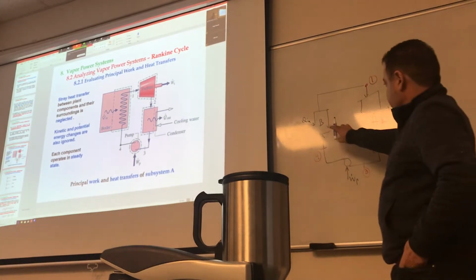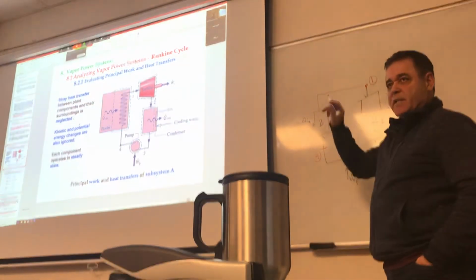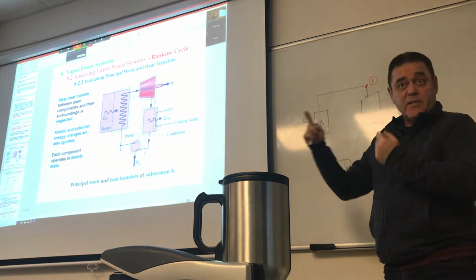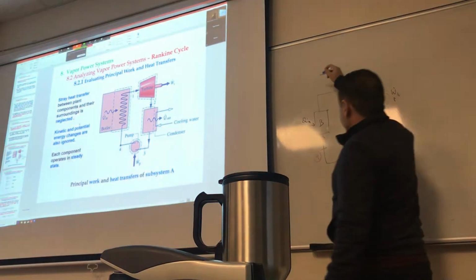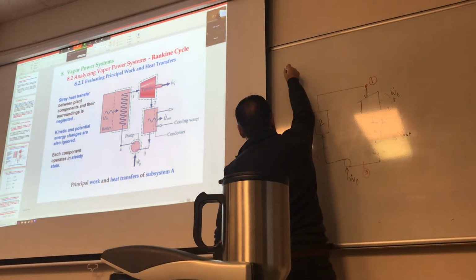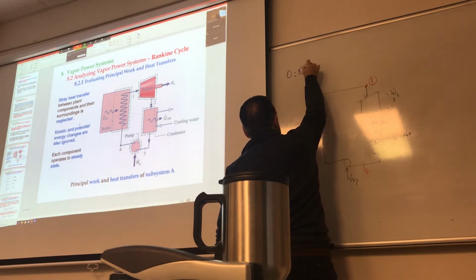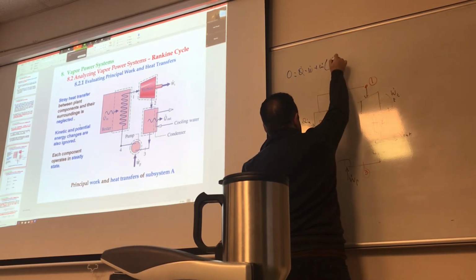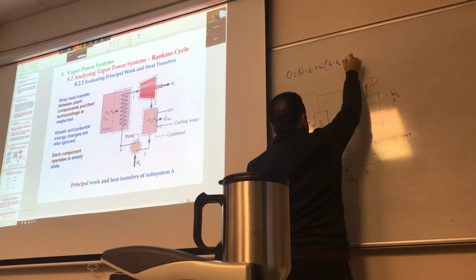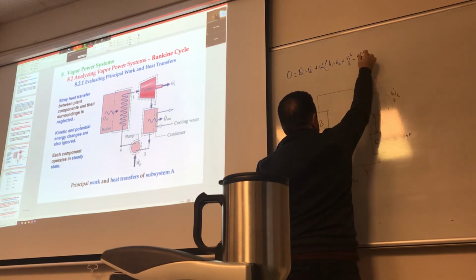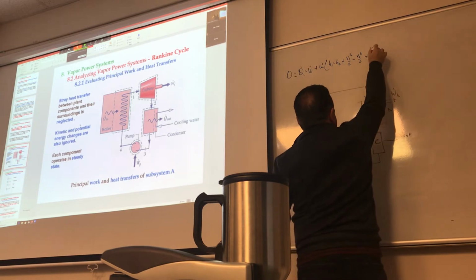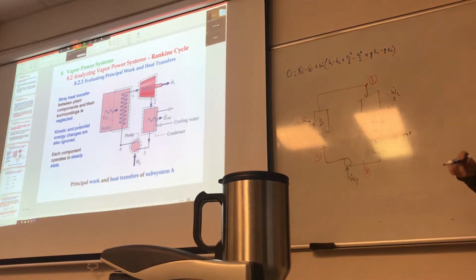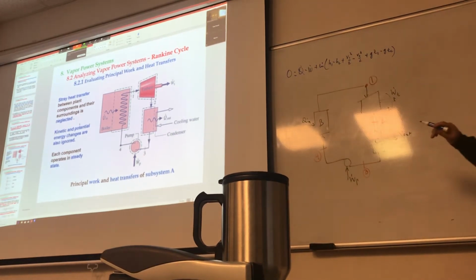Let's take a look at it. Do you agree that each one of these components is an open system? Sure, because it has one inlet and one exit. And remember that equation for the first law? In steady state, dE/dt is 0, which equals Q dot minus W dot plus m dot times (h1 minus h2 plus V1 squared over 2 minus V2 squared over 2 plus g z1 minus g z2). That's the first law written for open systems. Now, let's look at the boiler.